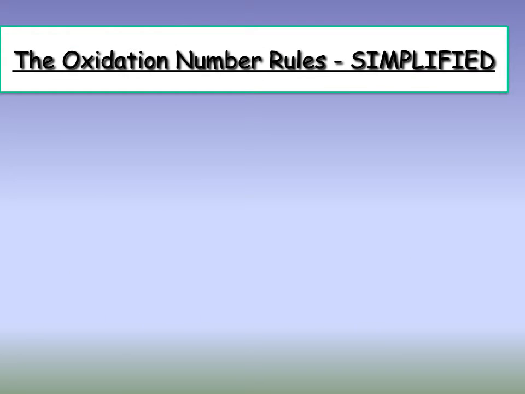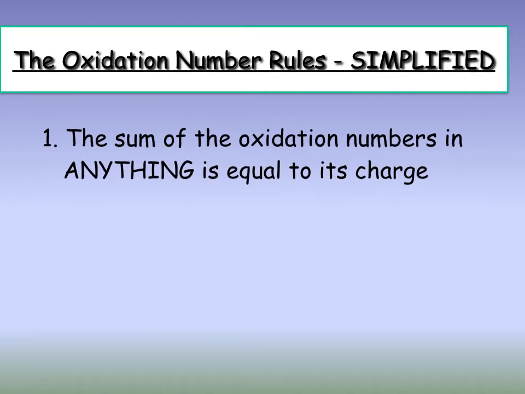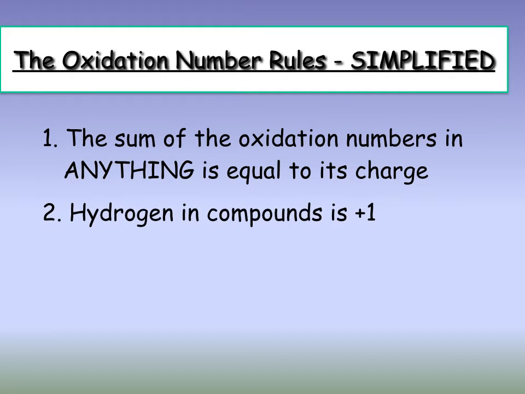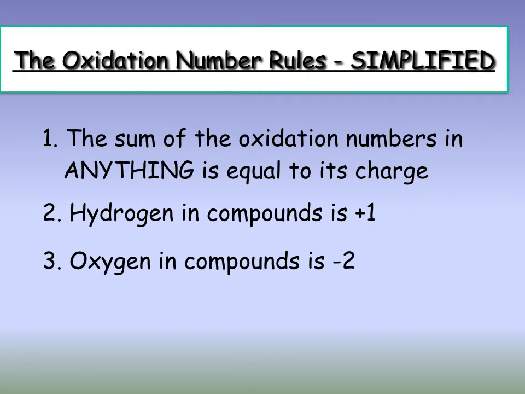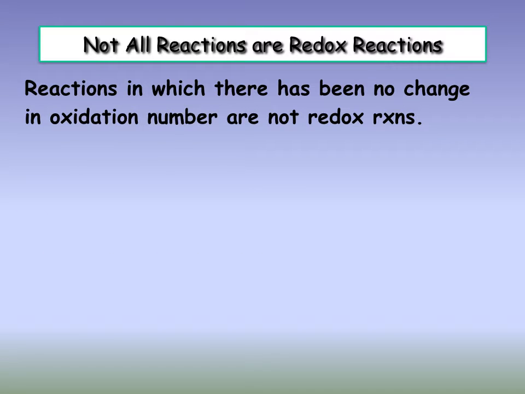There are ways that you can simplify it. Always, the sum of oxidation numbers in anything is going to be equal to its charge. So if it doesn't have a charge, the sum of oxidation numbers needs to equal 0. Hydrogen in a compound is always going to be +1, and oxygen, except for some peroxides, is going to be -2. It is important to note that not all reactions are actually redox reactions.